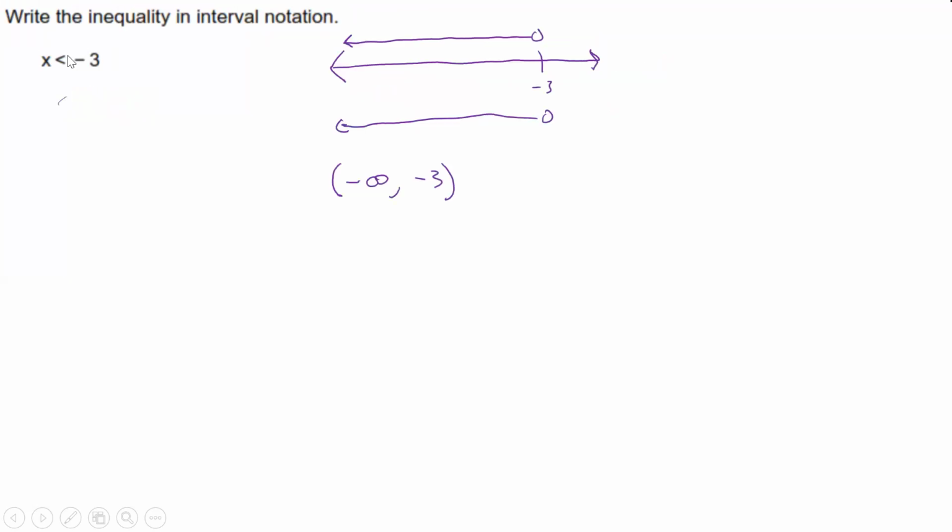This one, sometimes it's harder for people to imagine that negative infinity, so sometimes it's easier to draw the picture and then say, oh, it's going to negative infinity up to that negative 3, but not including either one of them. All right, let's stop there and we'll come back for some more.